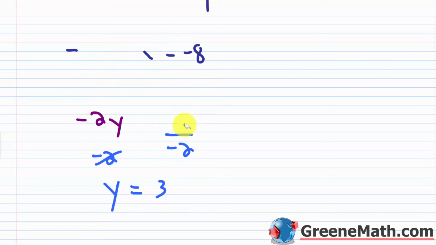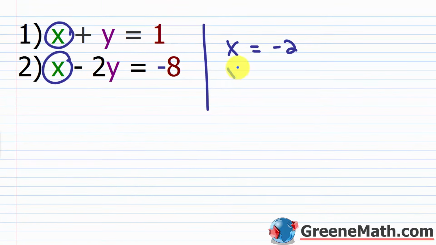Let me erase this, and let's go back up. So y is equal to 3. So -2 comma 3 as an ordered pair. And we've already checked this, so we don't need to check it again. But again, that's the substitution method. So let's look at a harder example of this.